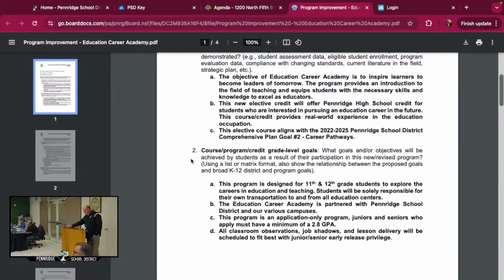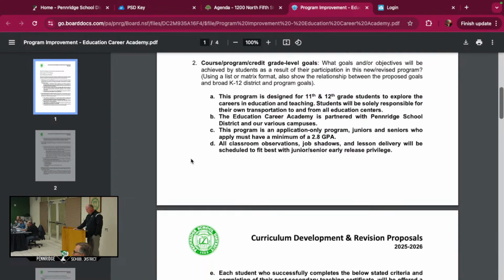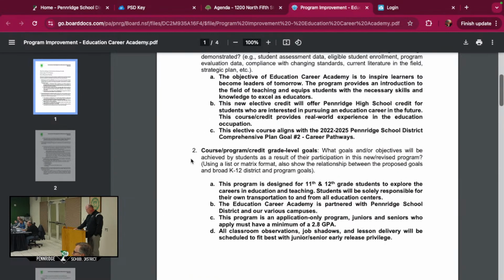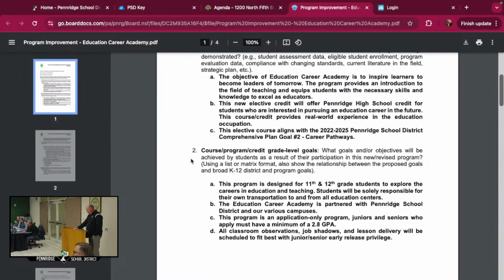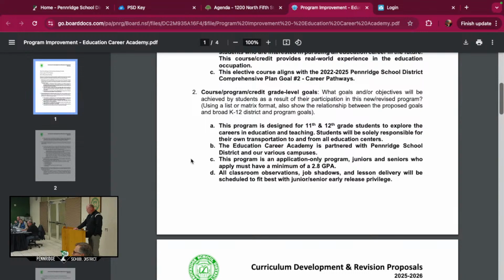So again, it's here to help our students who want to become educators in their future career through the Career Academy. So it would be an elective. It's part of our Pennridge School District goal of the comprehensive plan that you're all very familiar with and actively participating in.